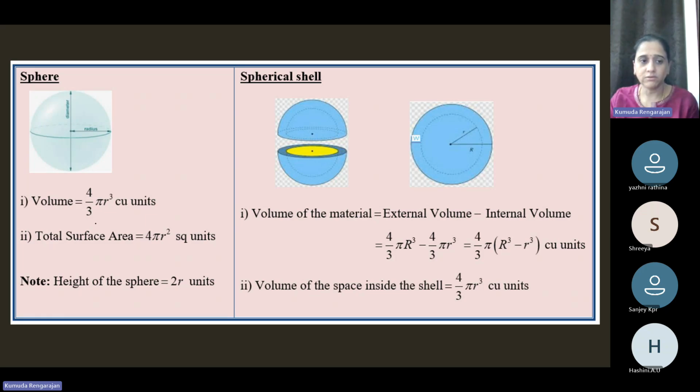Volume of a sphere: 4 by 3 pi r cubed. Total surface area, the outside area, of a sphere: 4 pi r squared. All right? And the height of a sphere is equal to its diameter, 2r, that is r plus r. This r is the radius of the sphere.